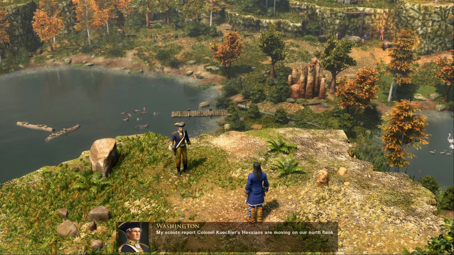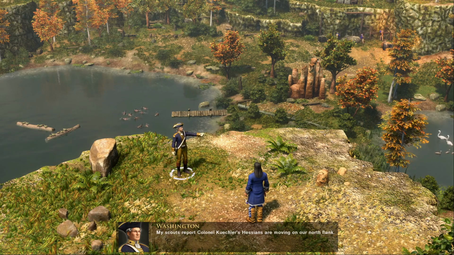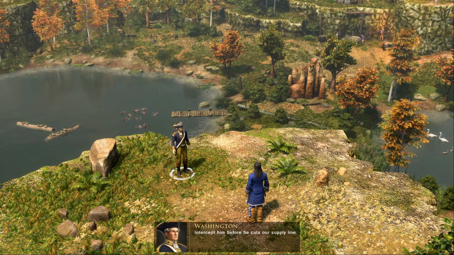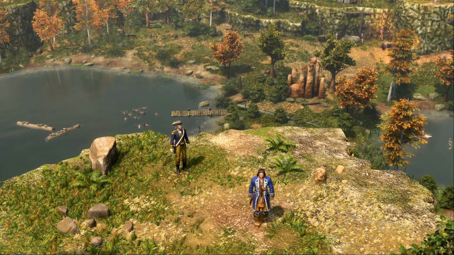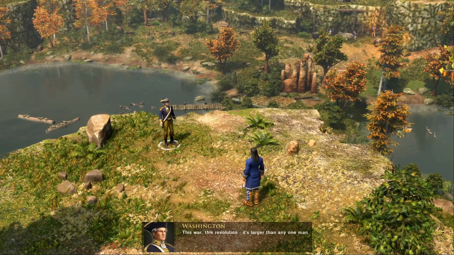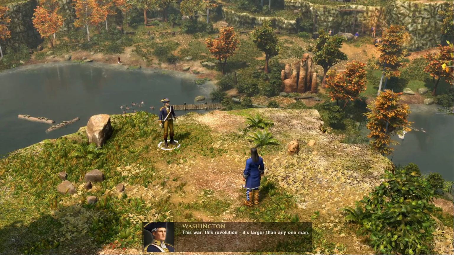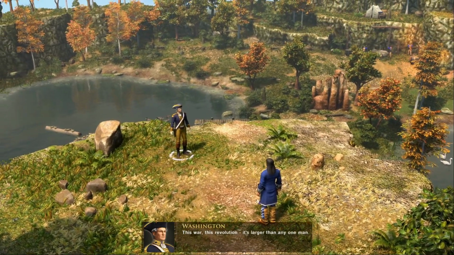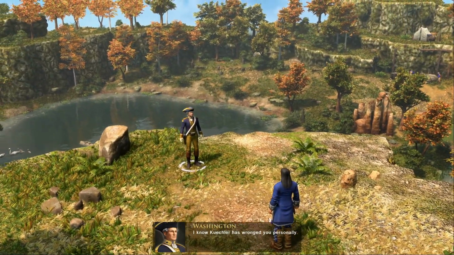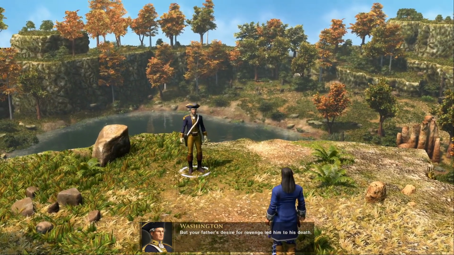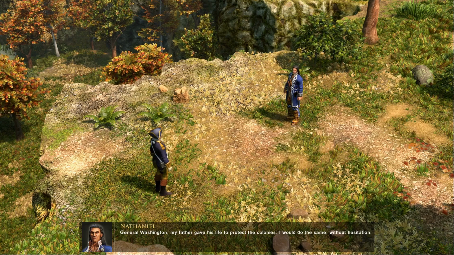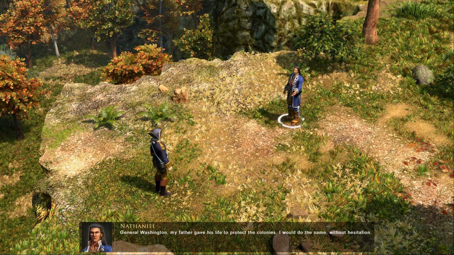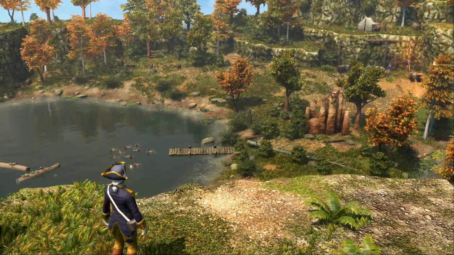My scouts report Colonel Kuchler's Hessians are moving on our north flank. Intercept him before he cuts our supply line. Thank you, General. But Nathaniel, this war, this revolution, it's larger than any one man. I know Kuchler has wronged you personally, but your father's desire for revenge led him to his death. General Washington, my father gave his life to protect the colonies. I would do the same, without hesitation.